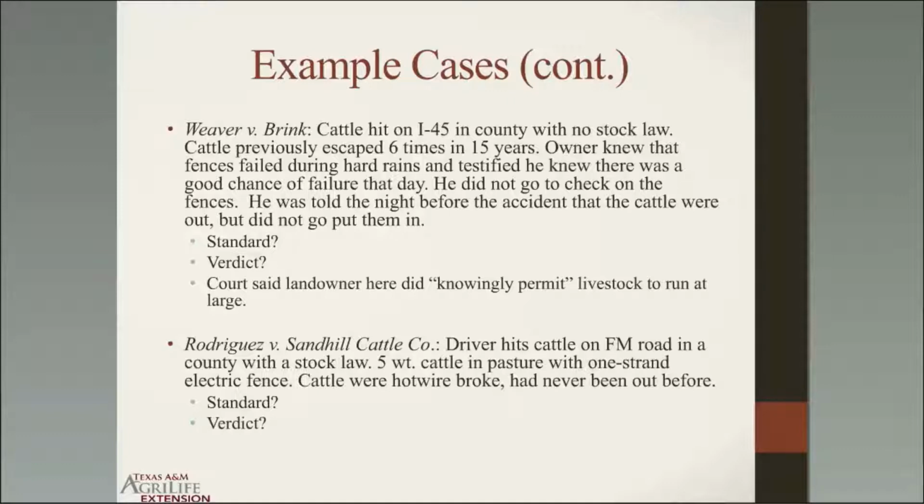Okay, looks like most of the votes are in, and the vast majority of you think the landowner is not liable, and you are accurate. The court here said the landowner did not permit the livestock to run at large and dismissed the case. I will say this case happened in the Panhandle.